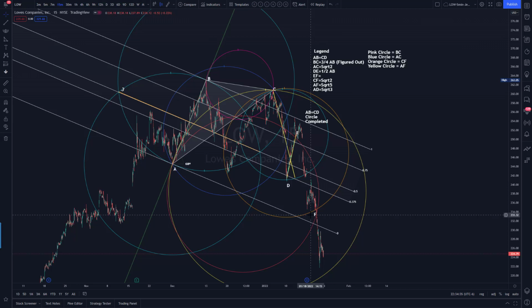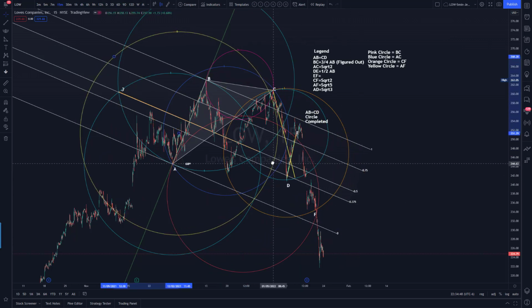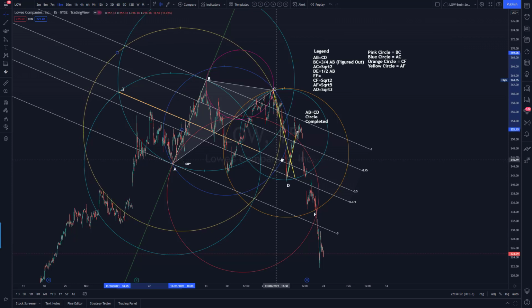So then he says AF is the square root of 5. Okay, so remember the square root of 5 was coming from this circle here, from the edge to this edge. So if you look at this big monster yellow here, if we go from there, let me line that up.